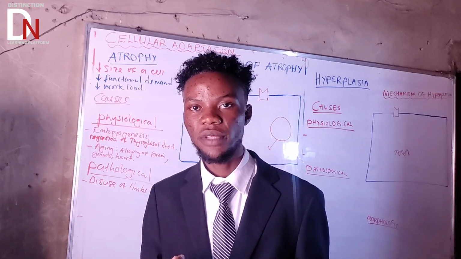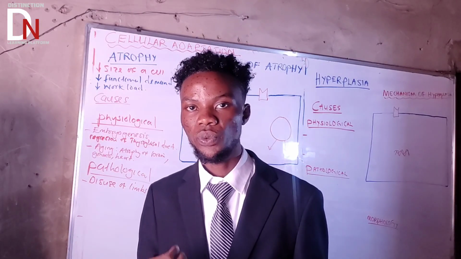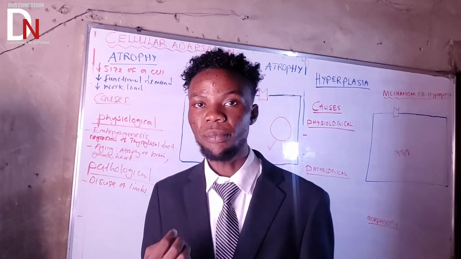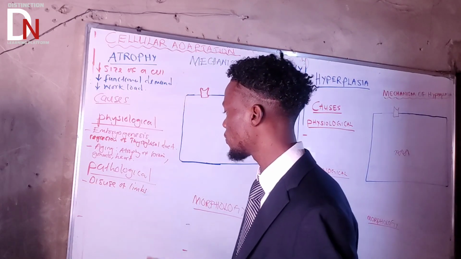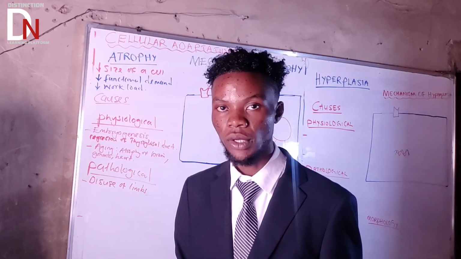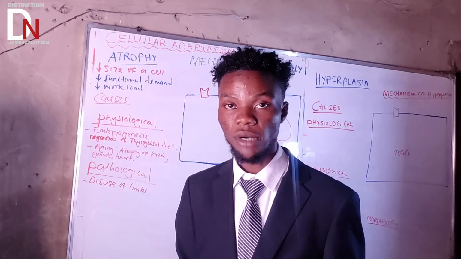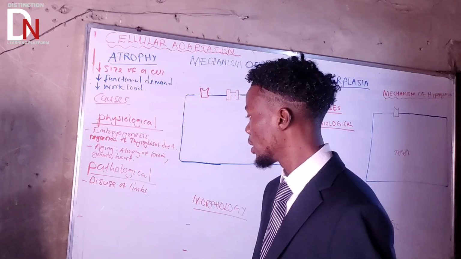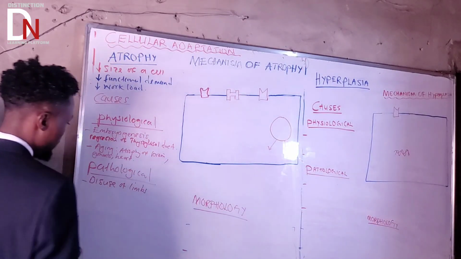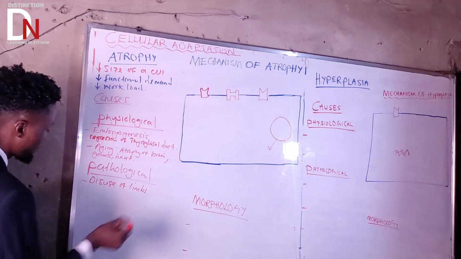If someone cannot move, they are not using their limbs, the cells will respond by being smaller in size because they are not moving. So what do we call that disuse of limbs? We call it immobility. The first cause is being immobile for a longer period of time, then atrophy will be there. Then what else apart from the disuse of limbs or immobility?